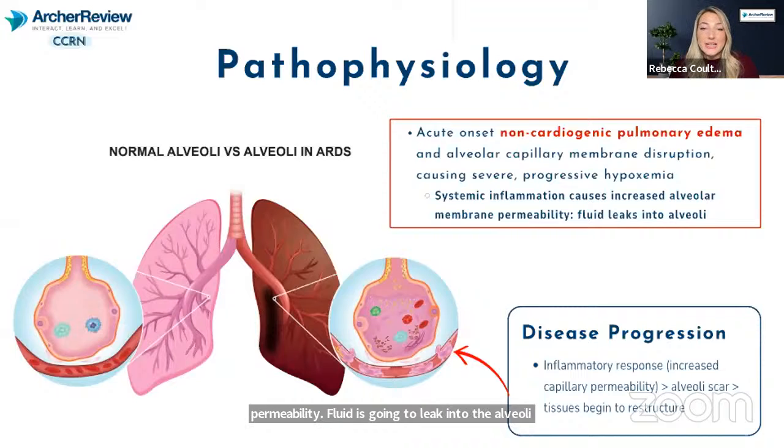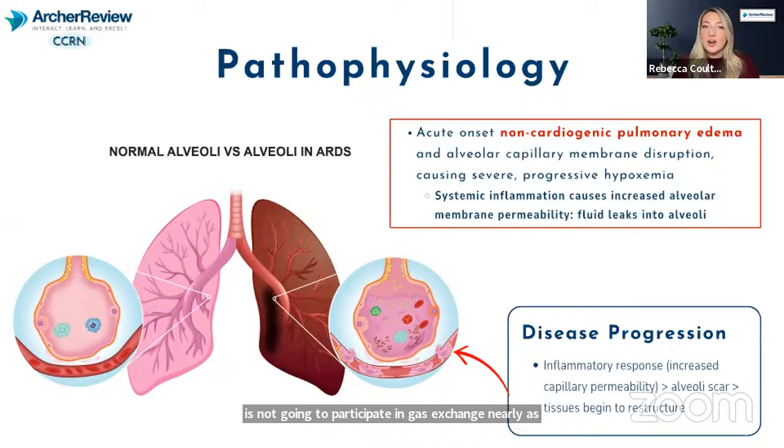Now, as this progresses, we are going to see even more capillary permeability. That alveoli is going to begin to scar and the tissue is going to restructure. Anytime we see remodeling of tissue, that tissue is never as good as it was in the first place. And that scarred tissue is not going to participate in gas exchange nearly as well as healthy, normal, non-scarred tissue.